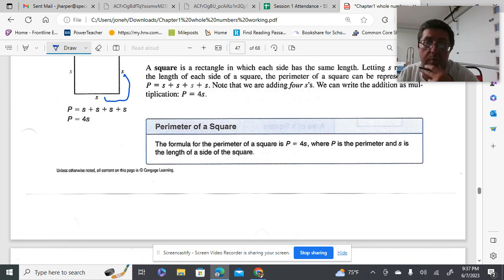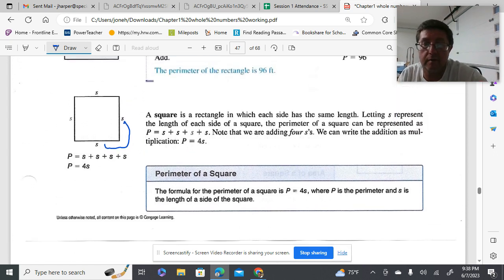So the perimeter of a square is P equals 4S. So the perimeter would equal 4 times the side, because you're having 4 times 5.